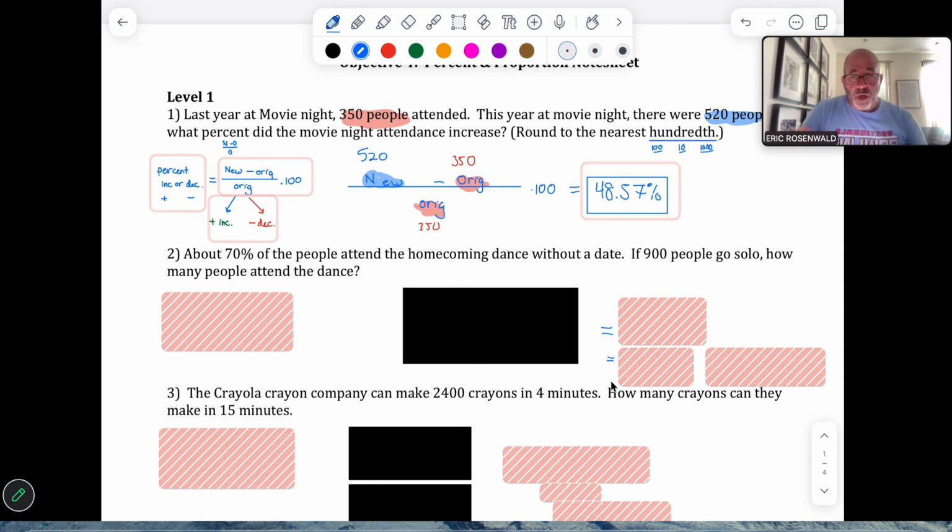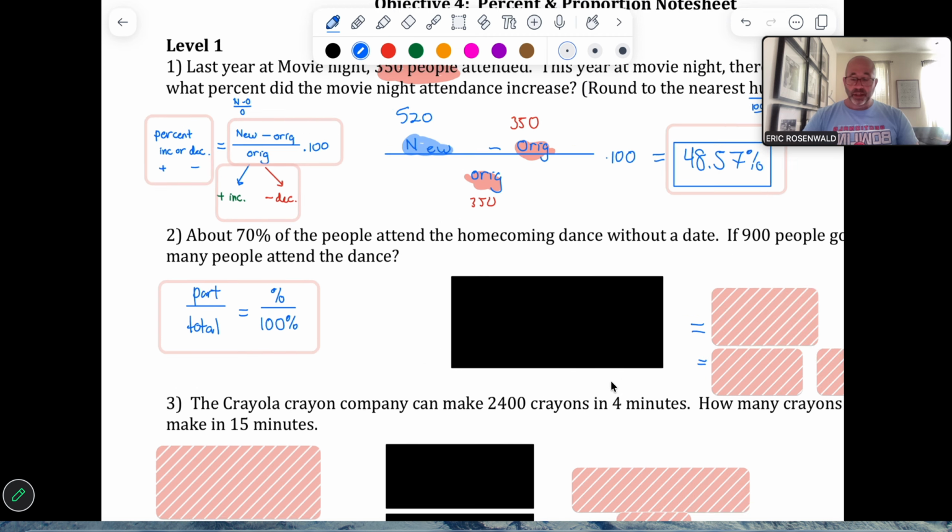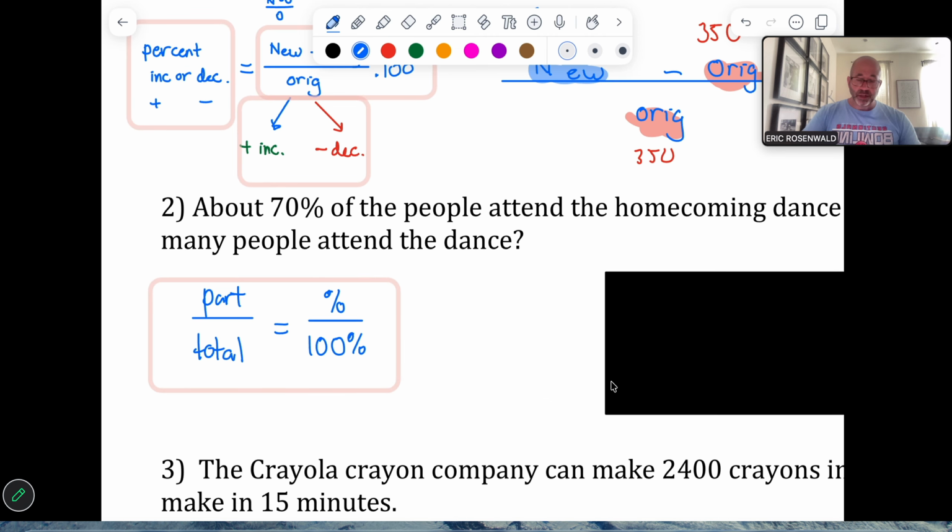All right, number 2, about 70% of the people attending the homecoming dance attend the dance without a date. So this means if 900 people were to go solo, that means 900 people don't have a date. How many people do attend the dance? Well, if we think about the part out of the total equals the percent out of 100, this is a standard formula that we use when we're doing percentage stuff, is we say part out of total equals percent out of 100. Because when we're looking at the percentage, this 70% that's right here is the portion out of 100.